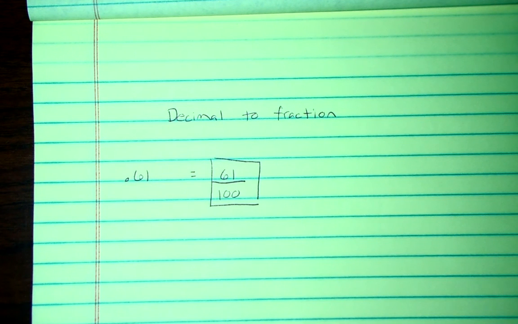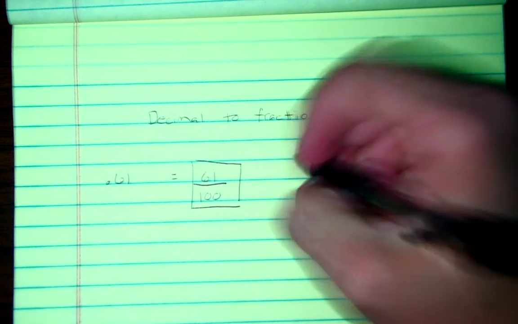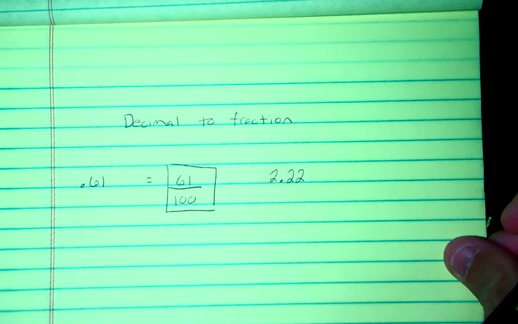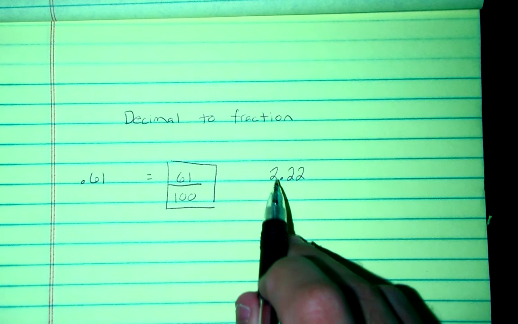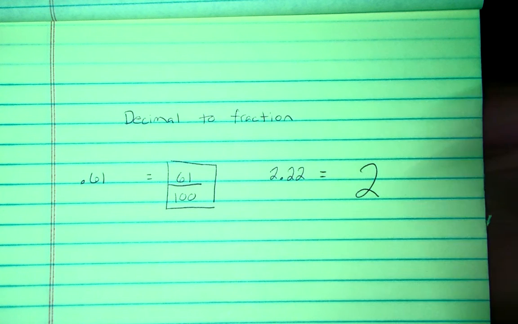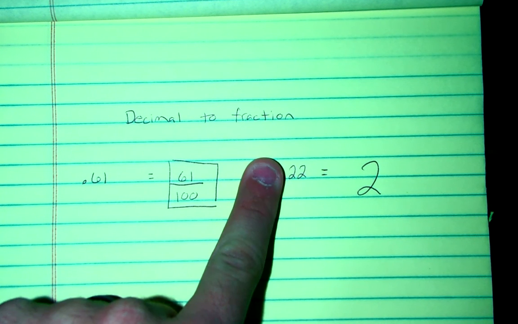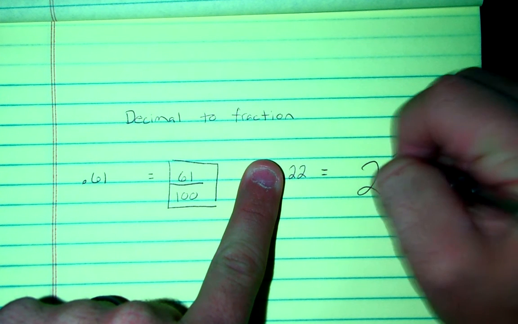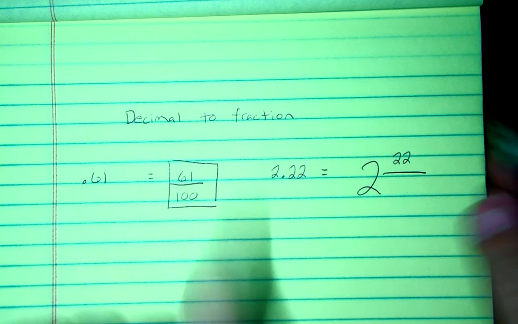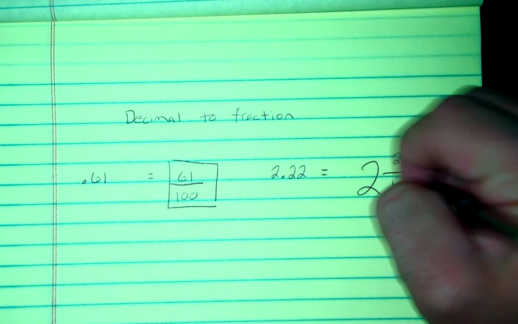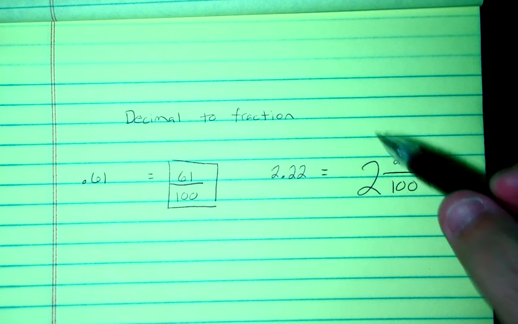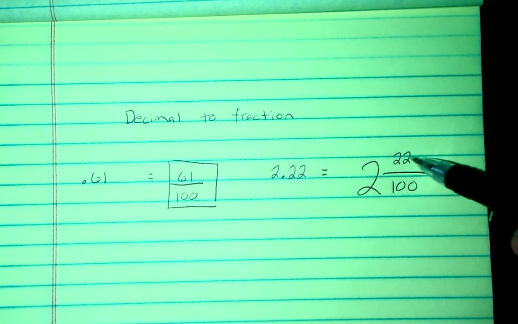You're done. What happens if you had this one now? Well, this time, I have 2 wholes. So I'm going to show right here. I have 2 wholes, and then the number given after the decimal is 22. And what's the place value of that last 2? It is hundredths. So now we have 2 wholes and 22 hundredths, but you must simplify the fraction.